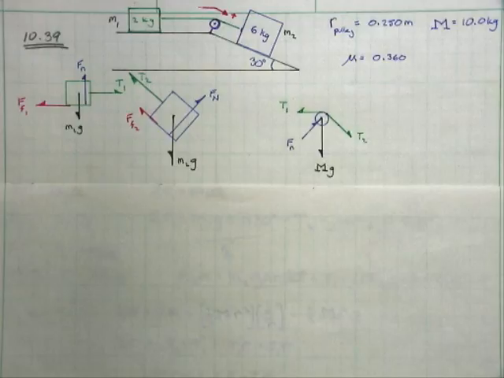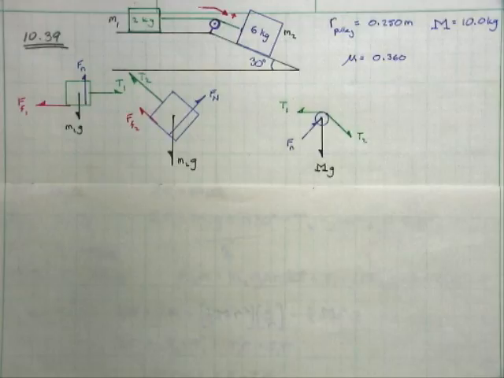In this problem, we've got a 2 kilogram block. It's sitting on top of a surface, and yes, there's friction. That's described by a mu of 0.360. The 6 kilogram block is on an incline. It has the same coefficient of friction. And there's a pulley of mass 10 kilograms. It has a radius of 0.25 meters.